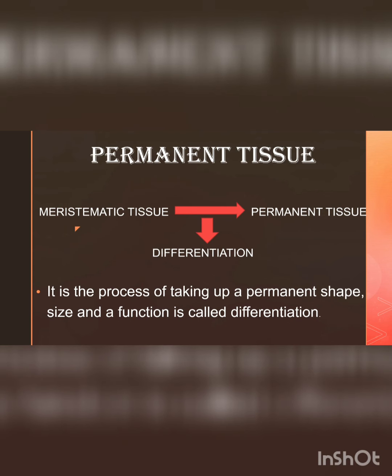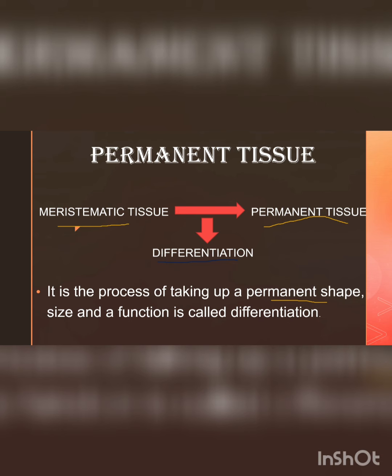Next we'll talk about the permanent tissue. There is a process by which your meristematic tissue converts into permanent tissue, and that process is known as differentiation. So what is this differentiation process? In this process, your meristematic tissue directly changes into a permanent tissue. What will happen? Your meristematic tissue will stop dividing. Remember this point: they take up a permanent shape, a permanent size and function. So this process is known as differentiation.